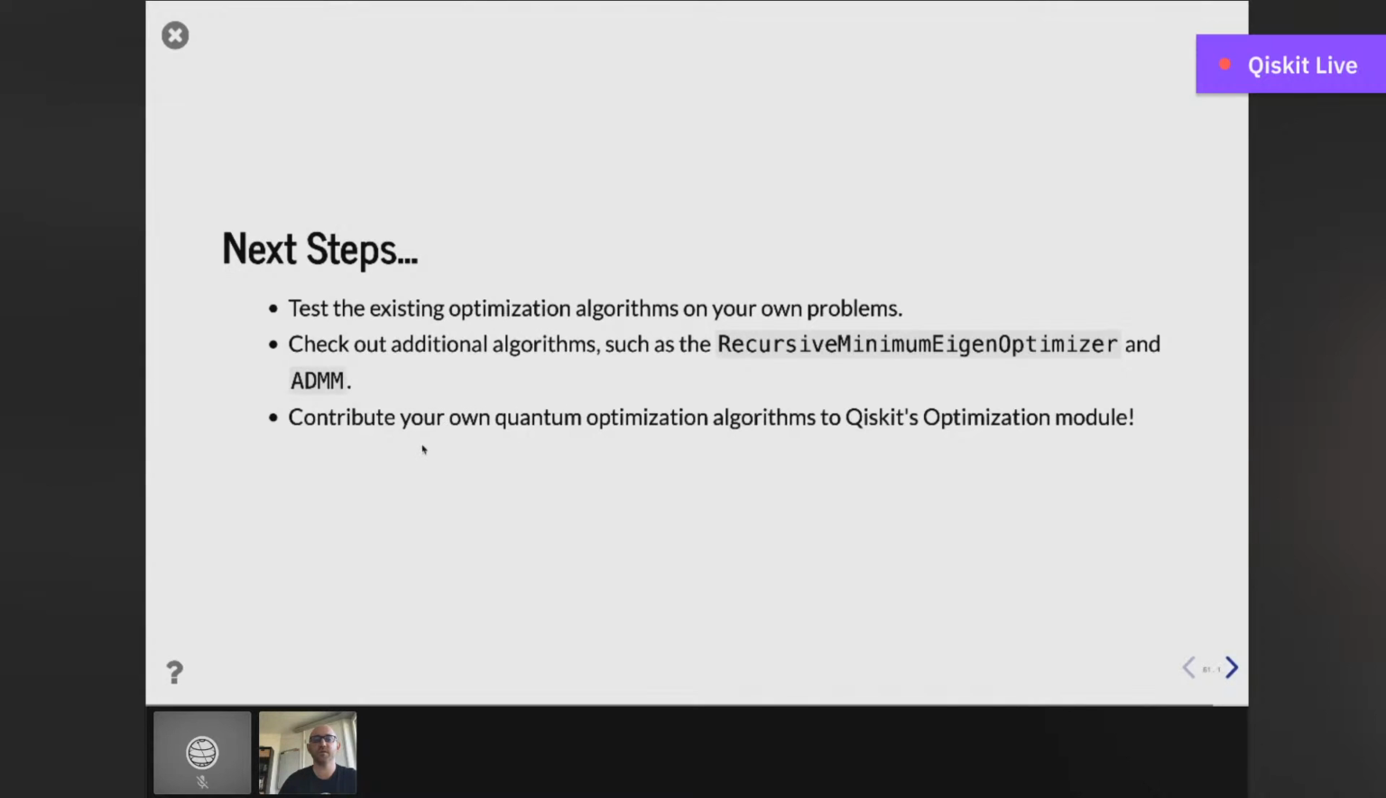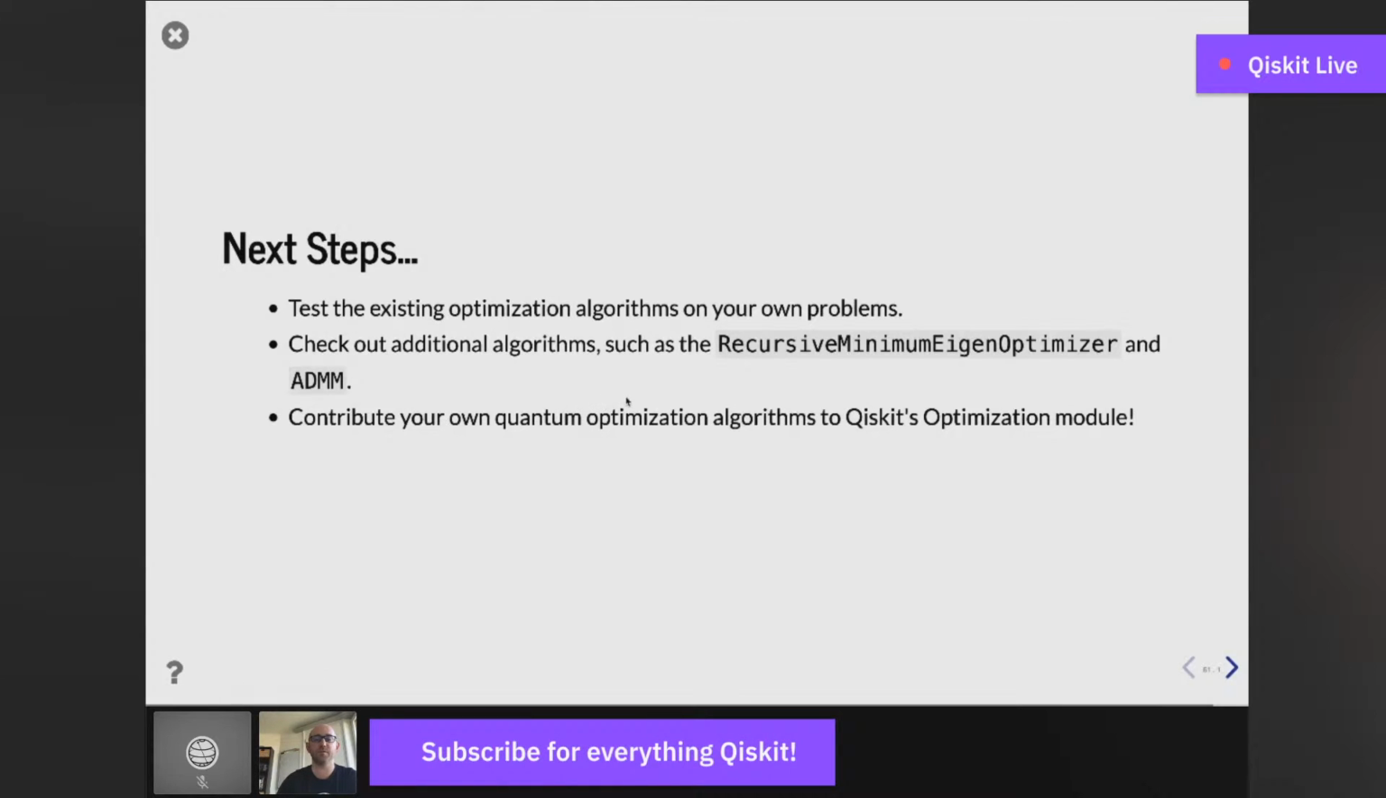And last, of course, Qiskit is open source, so you're very welcome to contribute and include your own quantum optimization algorithms if you have some that you would like to include. Feel free to reach out to us, and we're happy to discuss with you on that and to help you integrate that.